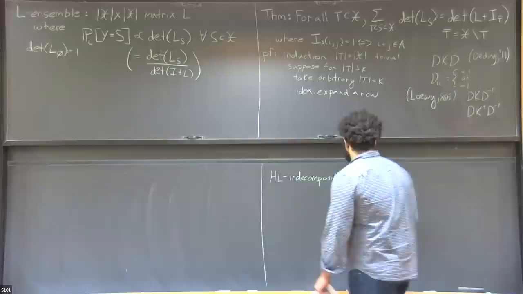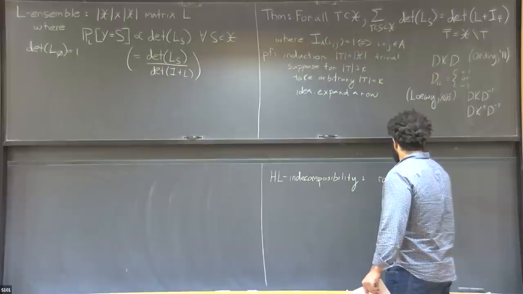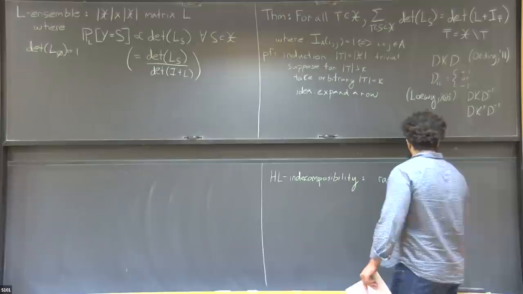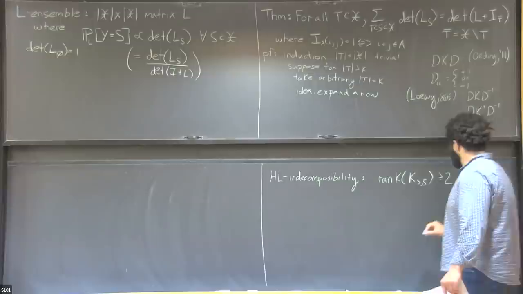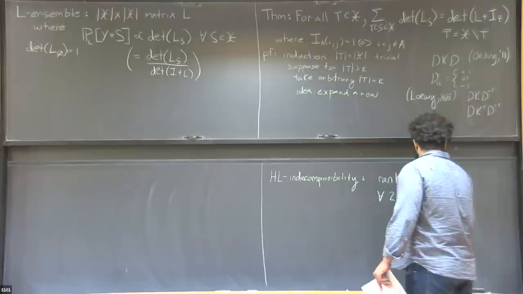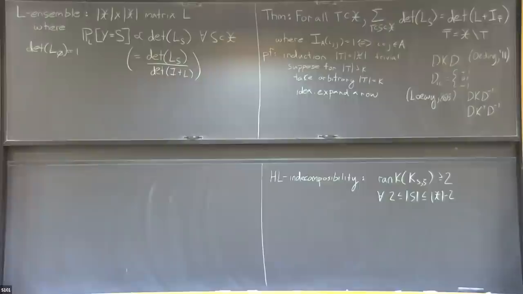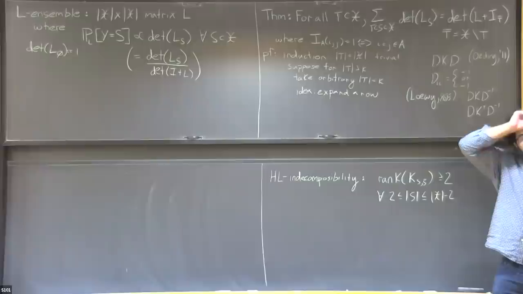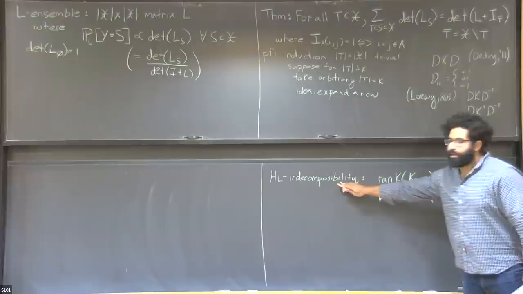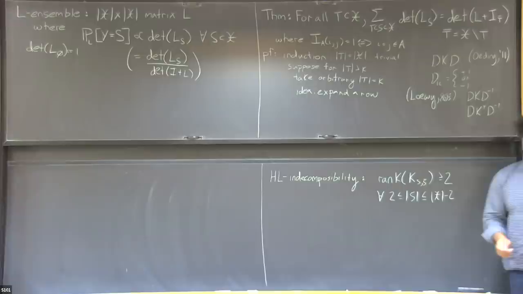So this condition just asks that the rank of K_{S,S^c} is at least 2 for all S of order at least 2 and at most, let's say, number of elements minus 2. If your matrix satisfies this property, and also it's irreducible. It could satisfy this, but be reducible in some weird way. As long as it's irreducible and satisfies this property, then you get this nice result out. If you don't have this, then sort of very weird things start happening.